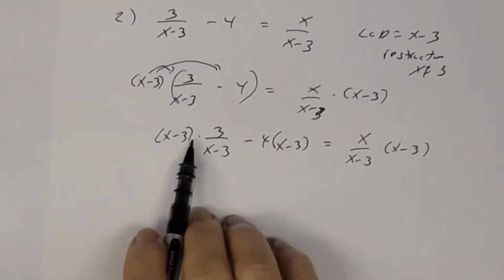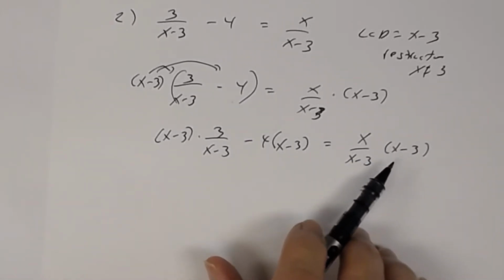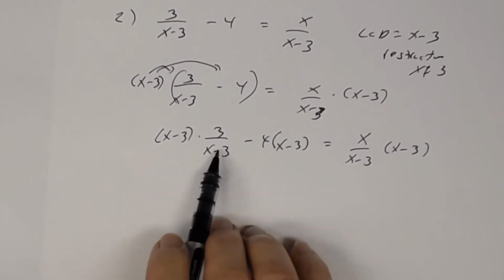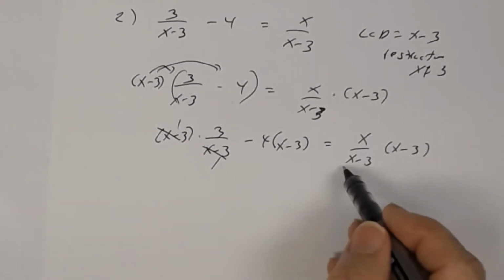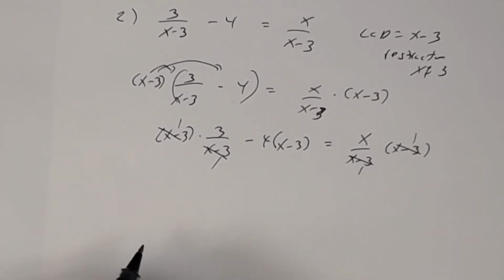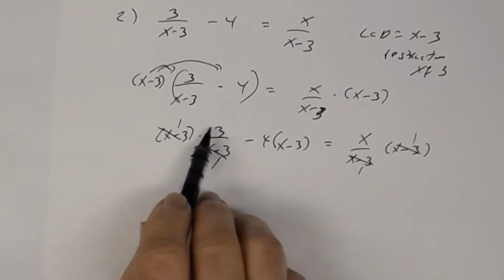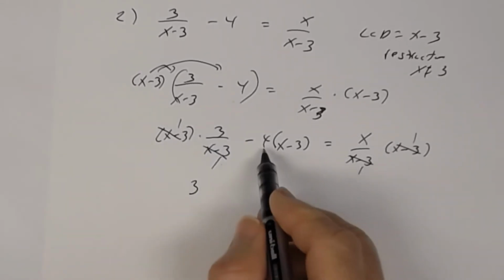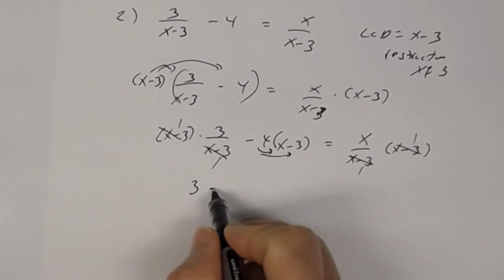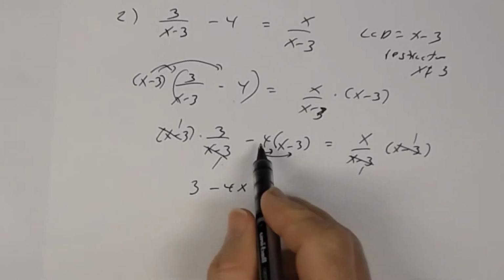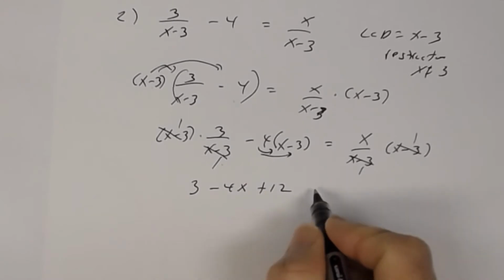Remember, the whole point of multiplying each rational expression by the LCD is to clear those denominators. So the x minus 3's divide out, you get a factor 1. The x minus 3's divide out, you get a factor 1. And now what you have left is this. You have 1 times 3 is 3. Now be careful here. You're going to distribute the negative 4. A negative 4 times x is a negative 4x. A negative 4 times a negative 3 is a positive 12.